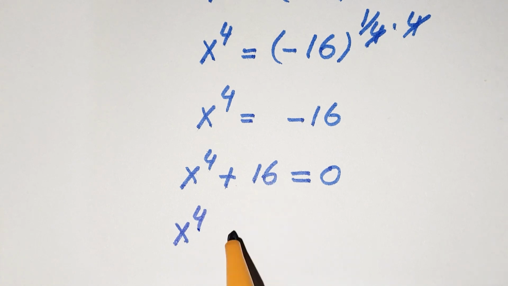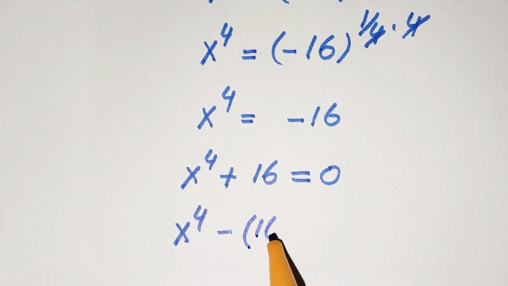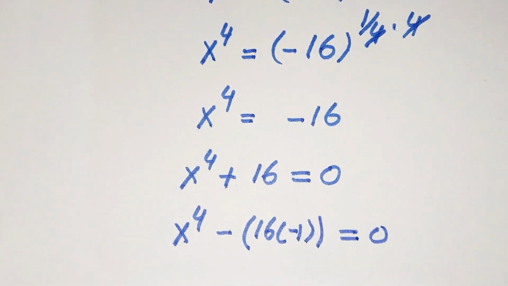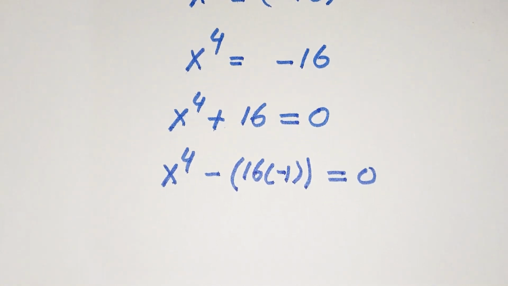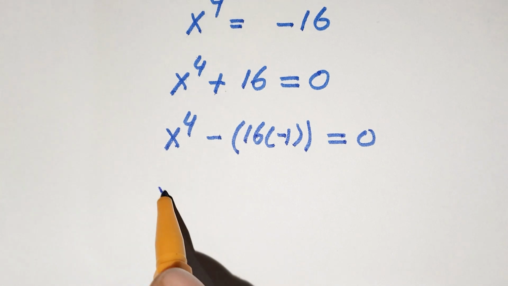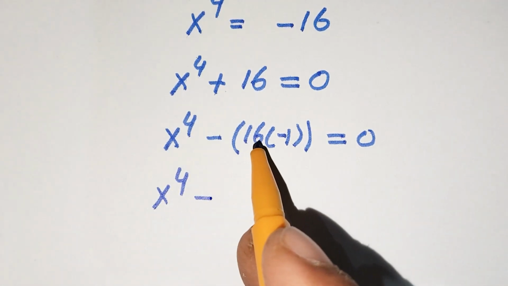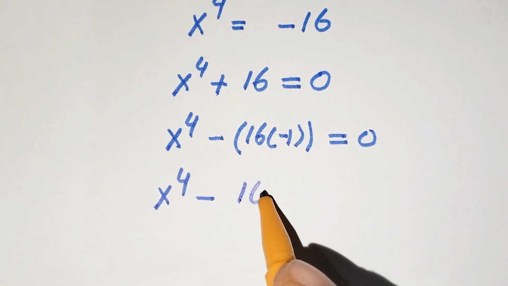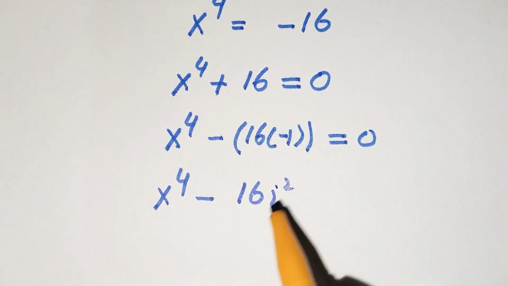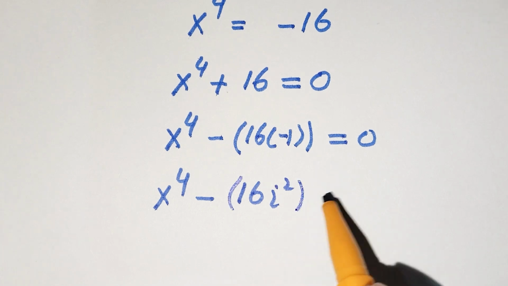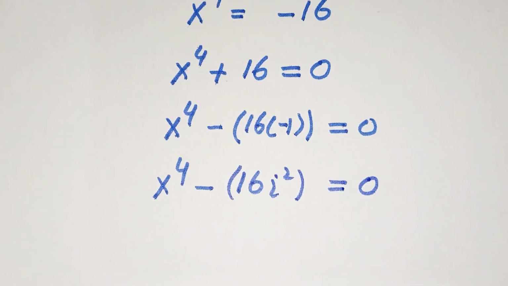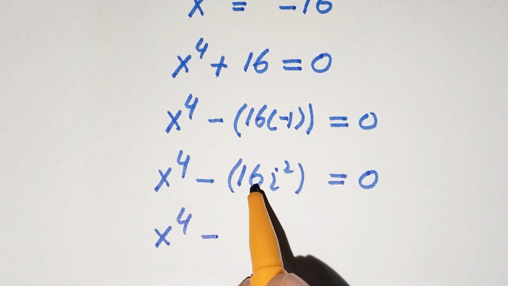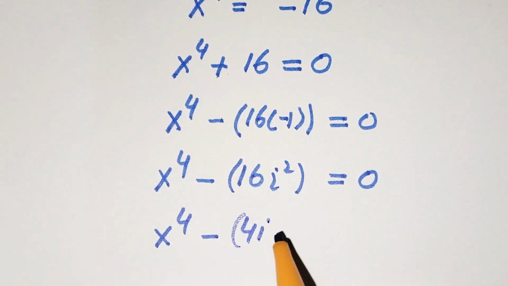If we write plus 16 like that, minus into 16 into minus 1, it is also equal to plus 16. So it doesn't matter, we can write it like this. And now x⁴ minus 16, where minus 1 is iota square, so we can put 16 i² is equal to 0. And we can also write it as x⁴ minus 16, which is actually 4 square, so (4i) whole square, is equal to 0.